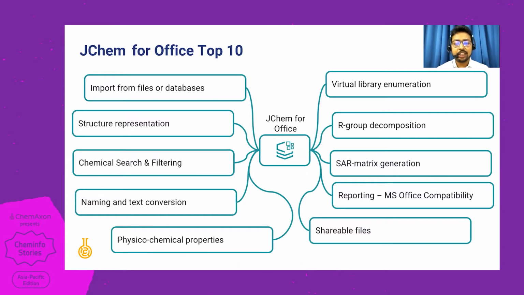All of these functionalities, if you ask me personally, I would categorize into three different segments, which are import, process, and export. In the import section, we provide you functionalities that enable you to import your data into JKM for Office. You can import from a variety of file formats. You can import legacy data.